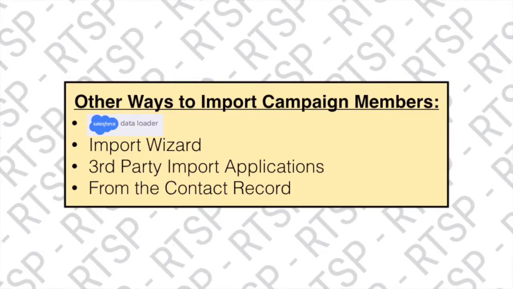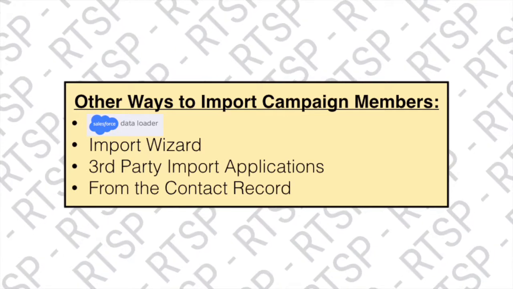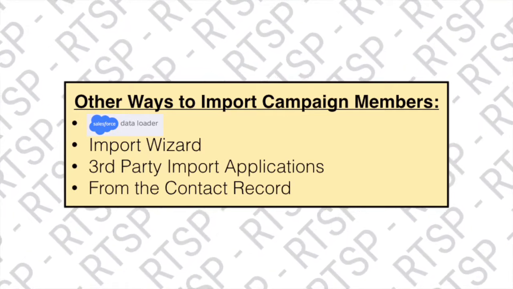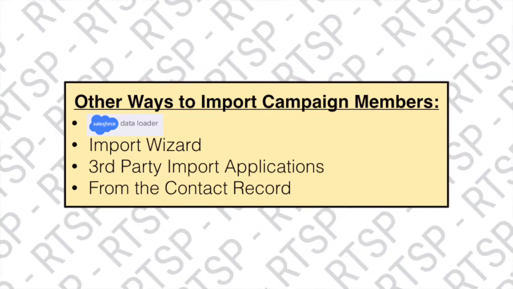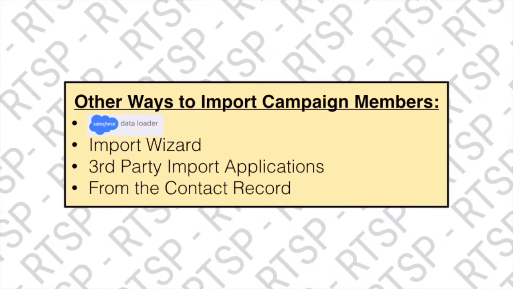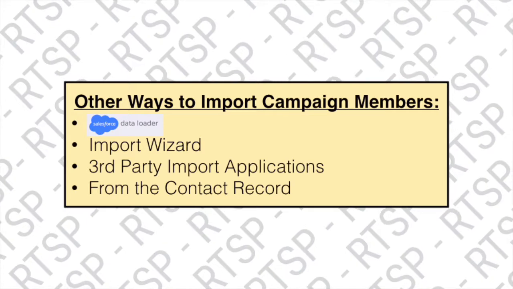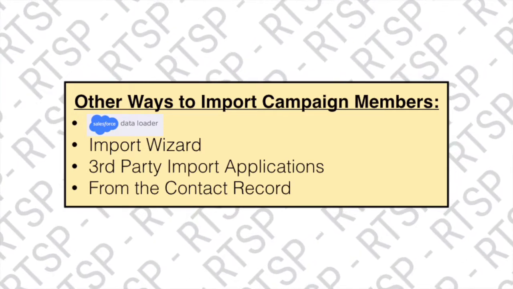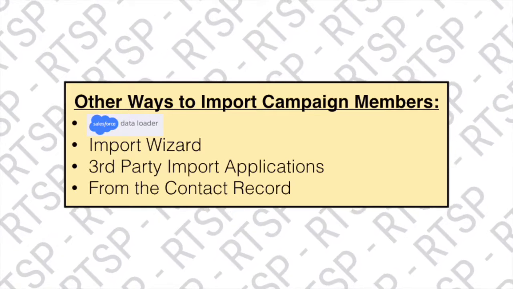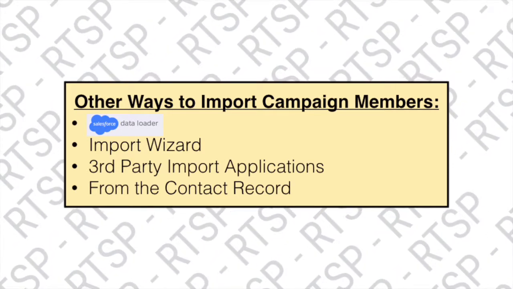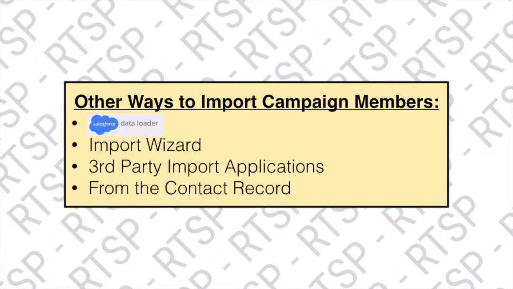Now, while we demonstrated 2 convenient ways to add groups of campaign members and 1 option for a single record addition, there are multiple options of adding these records into Salesforce beyond what we highlighted today. This includes using the Salesforce Data Loader, Import Wizard within the campaign record, third-party importation tools, and lastly, directly adding through the individual's contact record.